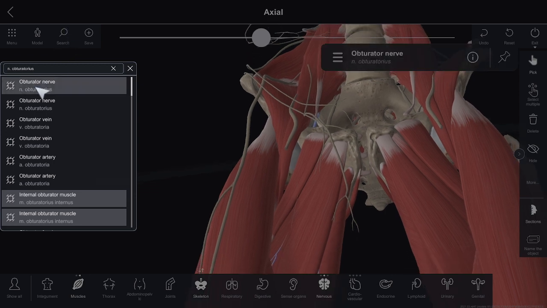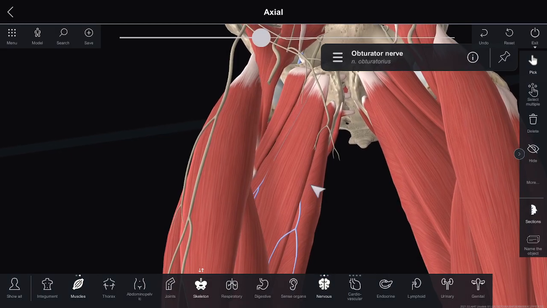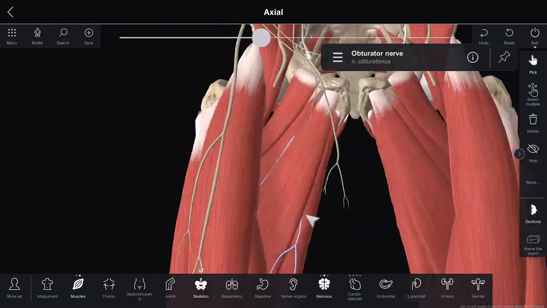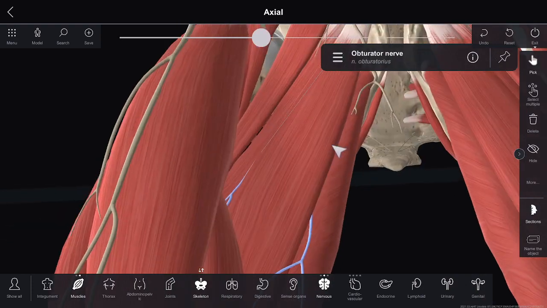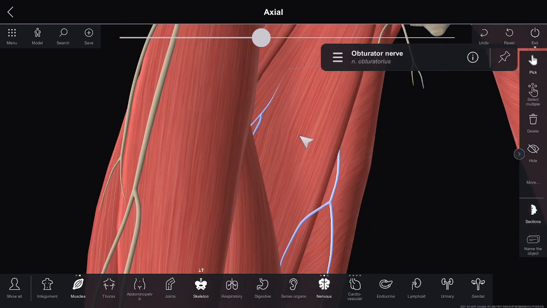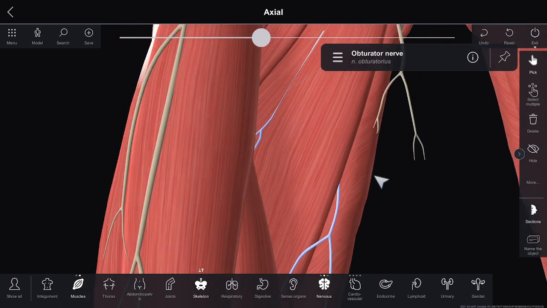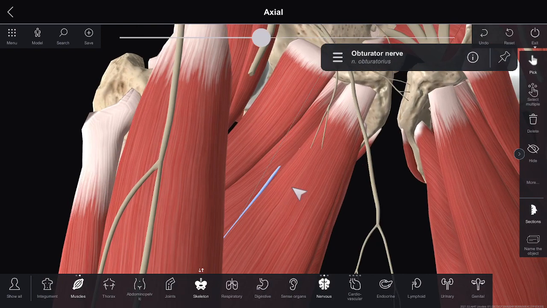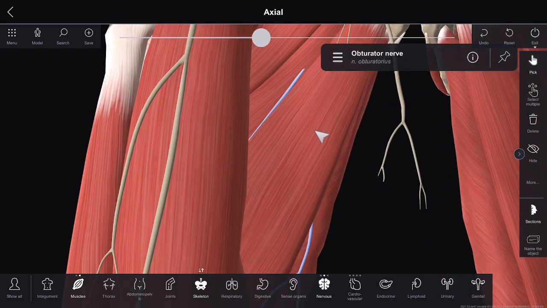Obturator nerve. This blue one, surely. Why can't we see it in detail? Because it is closed under this muscle. What is it? What does nervus obturatorius innervate? It innervates the medial group of the thigh.